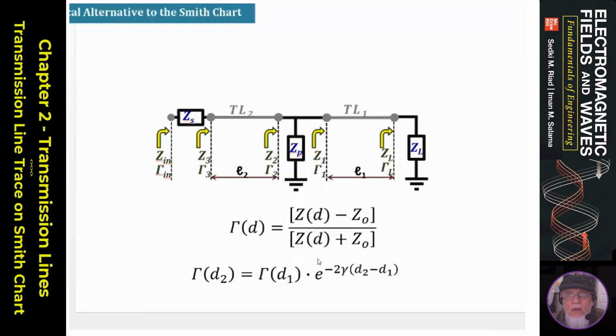Here you will have lots of complex manipulation. You can program this into a computer and get the final answer, but you wouldn't have the same visual insight into the problem as you would have doing it with the Smith chart.